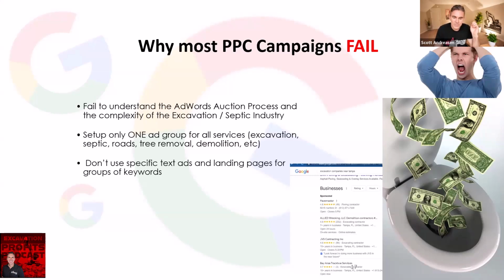They don't use specific text ads and landing pages for their groups of keywords. We're going to cover exactly how to set up your text ads, what those should look like, and we're going to show you how to set up what's called an ad group, which is basically a group of ads targeting specific services. And they have no strong call to action or offer on the landing page. Call us. We're honest. Call us. We do good work. It's not too unique.